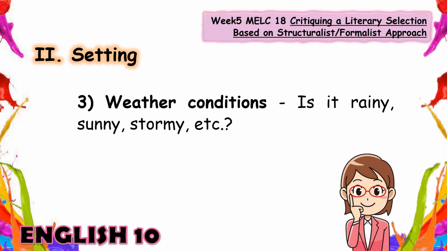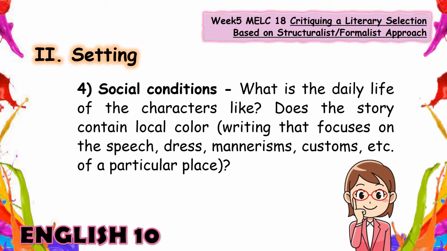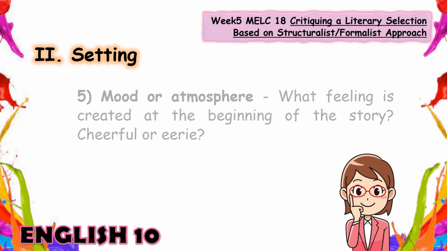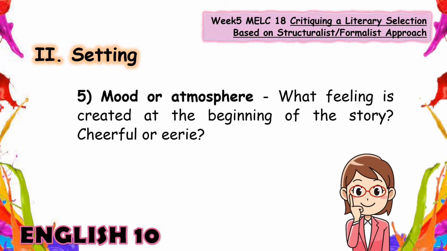Third, under setting, we have the weather conditions. Is it rainy, sunny, stormy? Fourth, social condition. It answers the questions, what is the daily life of the character? Does the story contain local color? Meaning, local color talks about writing that focuses on the speech, dress, mannerism, custom, etc. of a particular place. And last, under setting, we have the mood or the atmosphere that answers the question, what feeling is created at the beginning of the story? Is it cheerful or eerie?